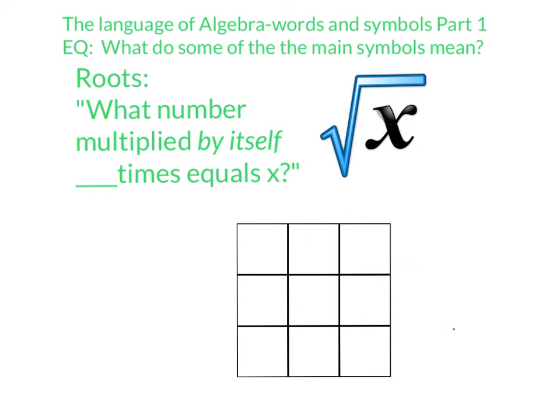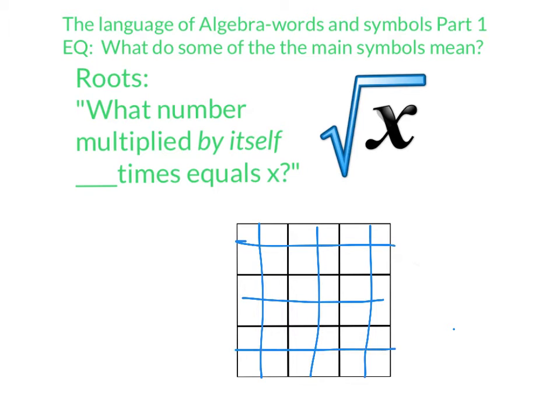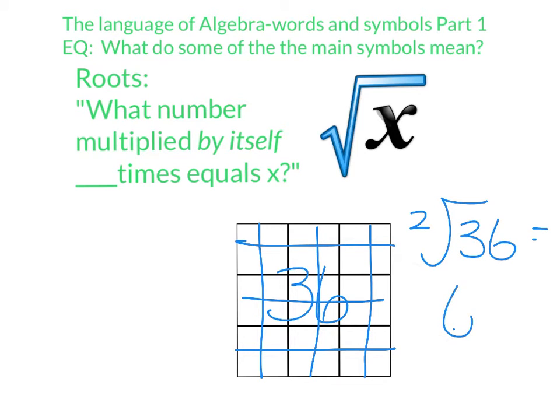Now we have 36 units inside, and the square root of 36 would be, that's right, that would be 6. So it's the opposite of squaring. This is 6 squared inside, and 6 as the side length on the outside.